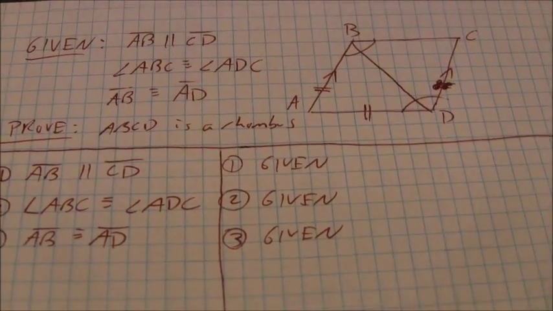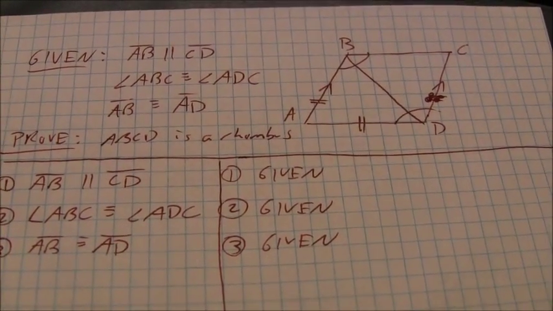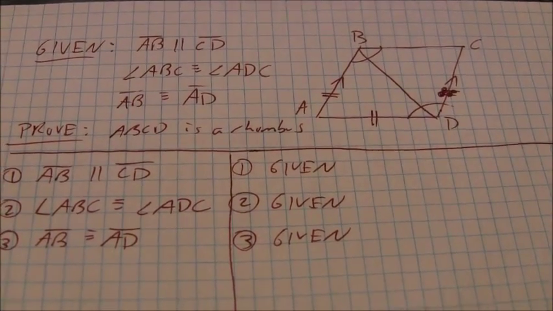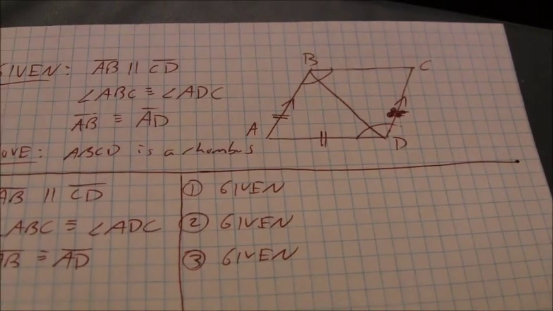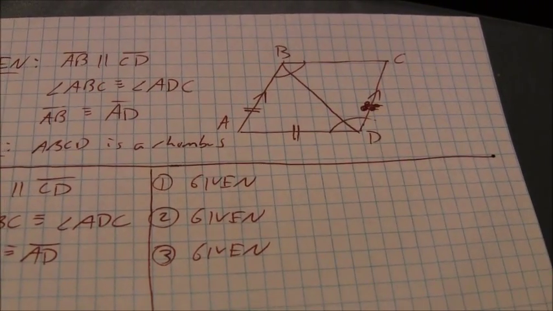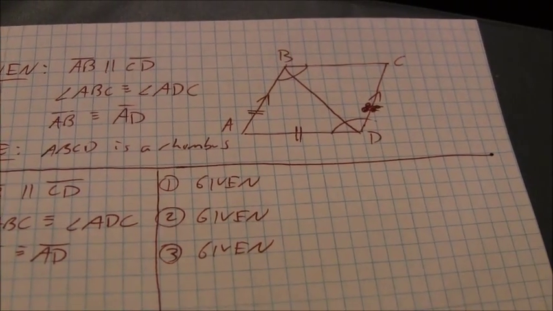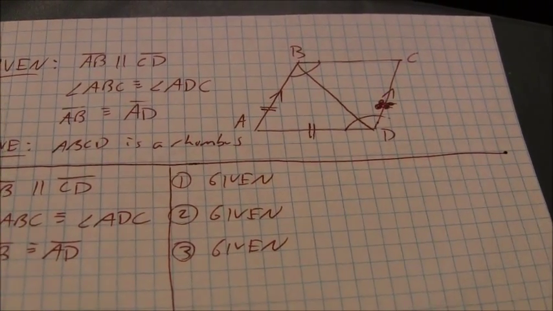In this proof, I'm told that AB is parallel to CD, that angle ABC is congruent to angle ADC, and that segment AB is congruent to segment AD. It's a little bit of a mark that I put on the diagram there accidentally, but it's AB congruent to AD. So that blotch on CD there you can ignore.